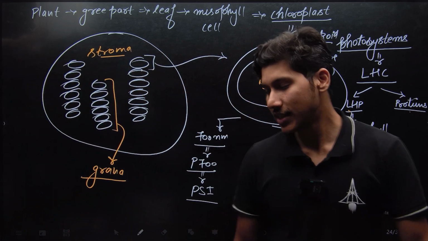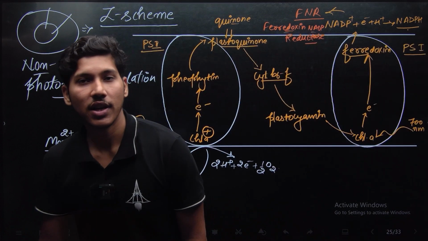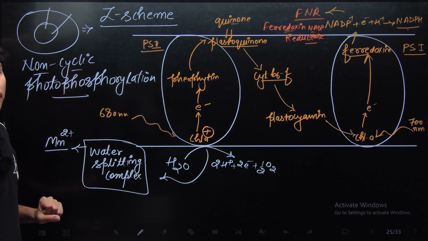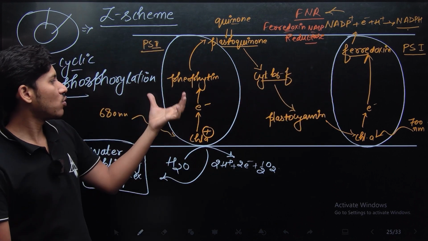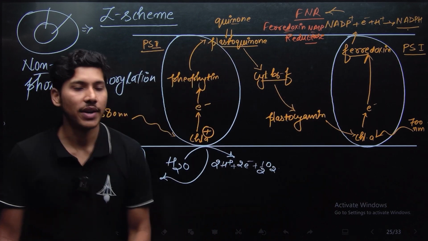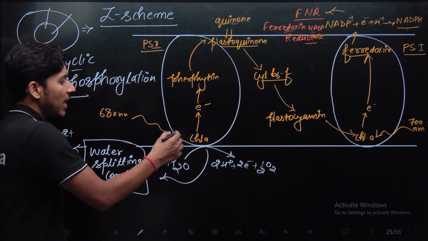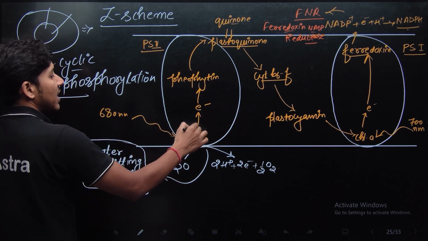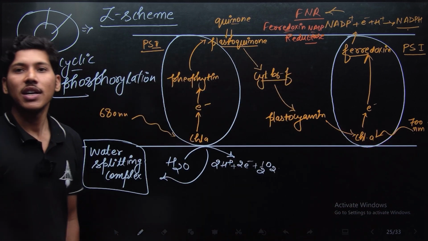Let's see now light reaction. Light reaction occurs in the thylakoid membrane, and they have photosystems like these. This is PS2, photosystem 2. This is PS1, photosystem 1. Now both of them have chlorophyll A molecule, and these chlorophyll A molecules have electrons in them which get excited by absorbing light of 680 and 700 nanometer respectively.